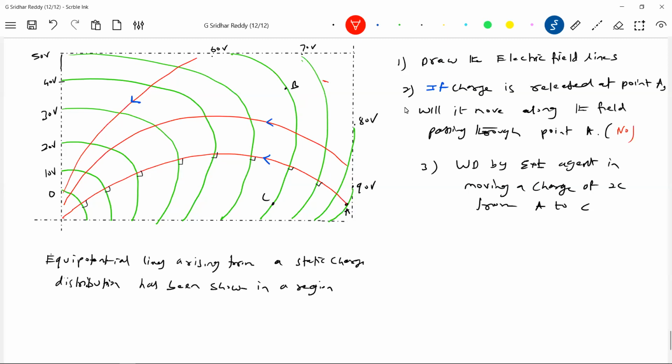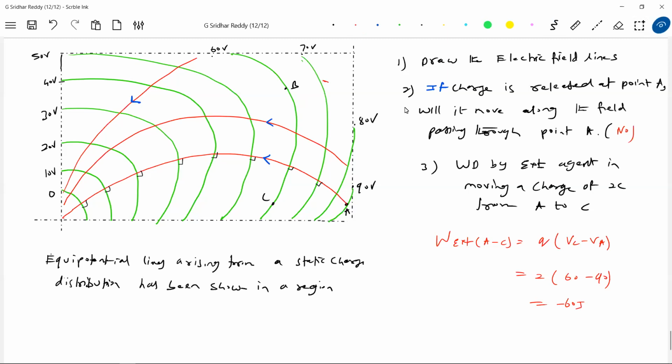Work done by an external agent in moving a charge of 2 coulomb from A to C. What shall I do? Work done in moving a charge from A to C should be equal to Q into (VC minus VA). Q is 2 coulomb. VC is 60 volt. VA is 90 volt. So the work done is minus 60 joules.